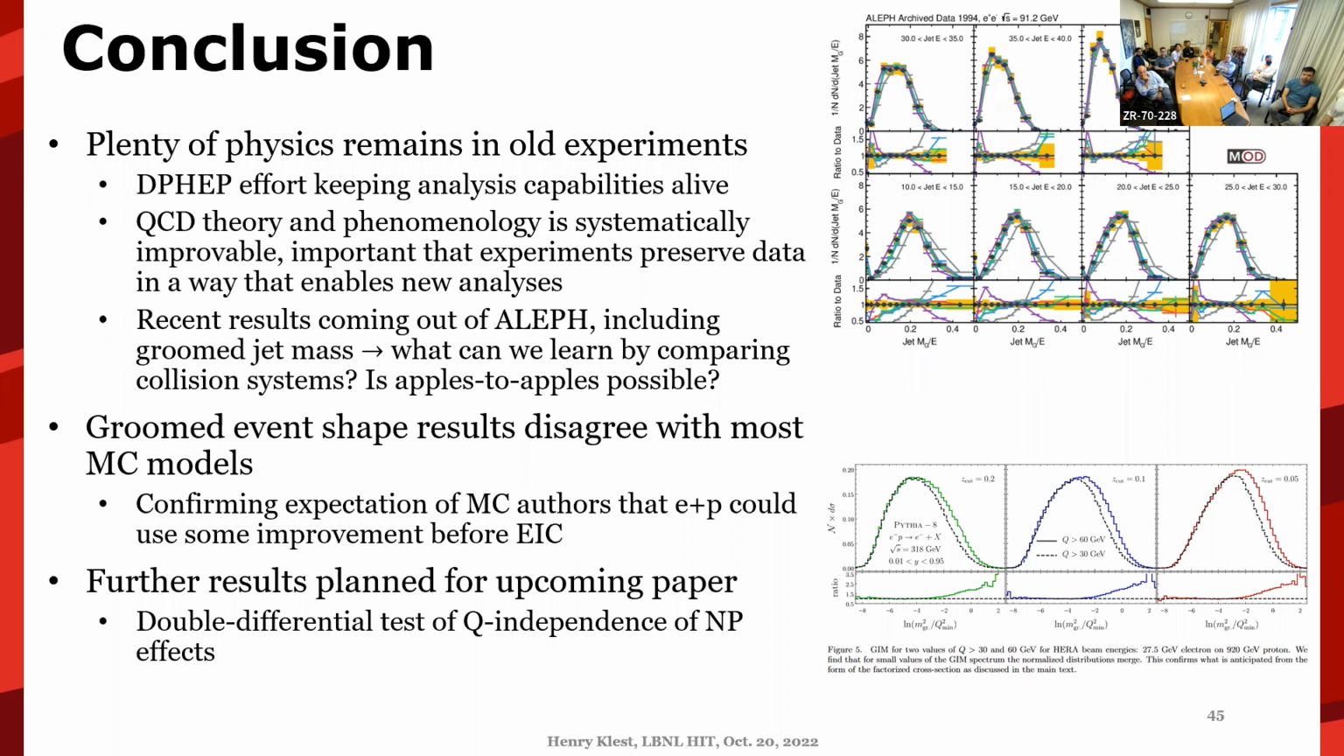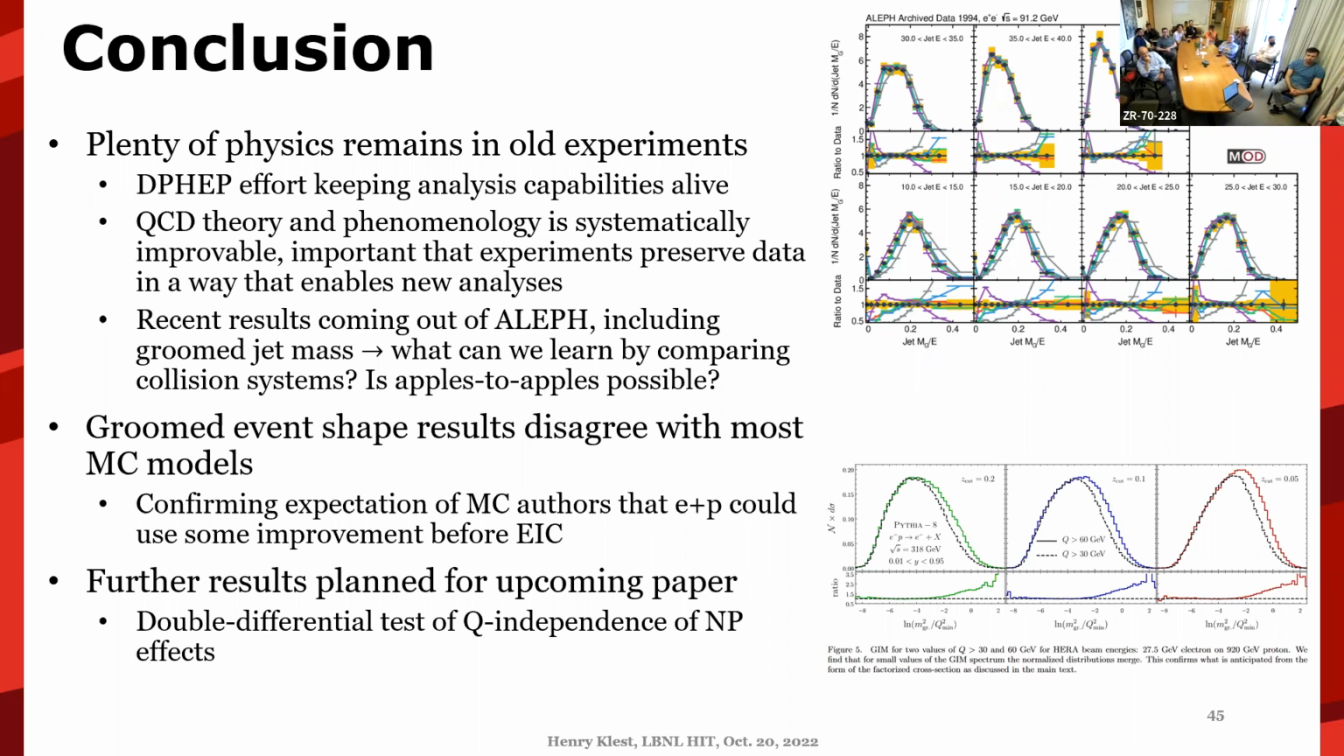Again, unfortunately, the groomed event shape results don't necessarily say yes, the Sherpa model is correct, or yes, Herwig is correct. They're all wrong in different regions of phase space. But it confirms that for the EIC, ep could use some love in these event generators.